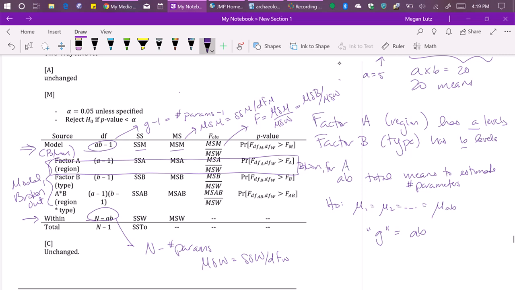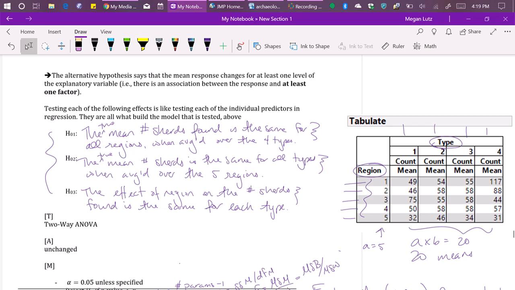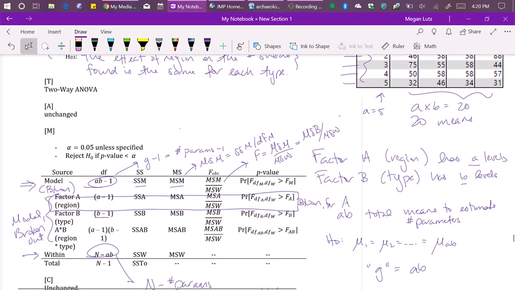Here we see B minus 1 degrees of freedom. Well, if we're thinking about B as type, we have 4 total means that we could compare for type: the mean for type 1, the mean for type 2, type 3, and type 4. And so if we're comparing just those 4 means, there would be 4 parameters to compare. And in order to compare those 4 parameters, we would lose 1 degree of freedom, and that would give us B minus 1. So this main effect for type is between, but for factor B.